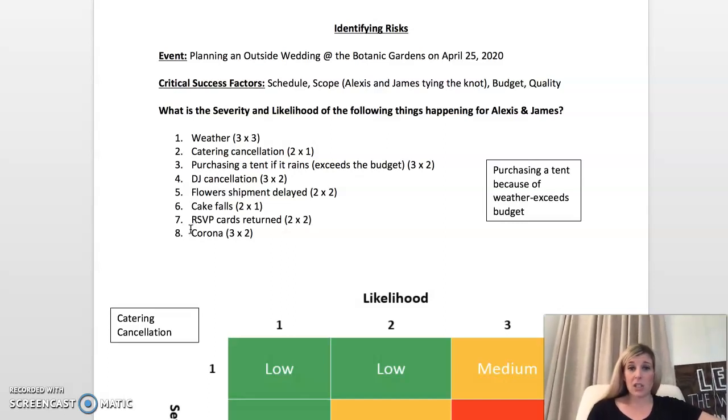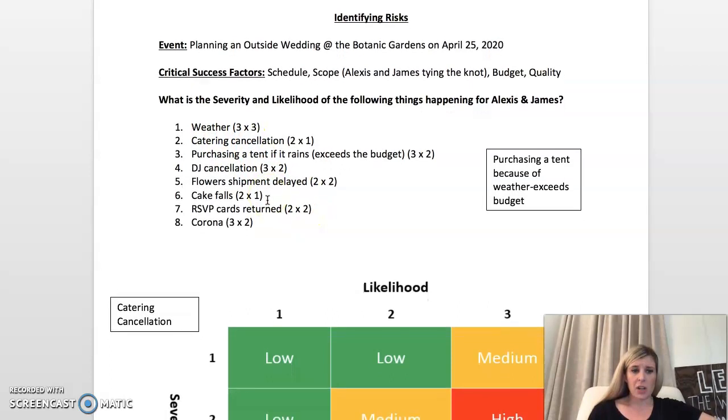But let's just pretend Alexis has been planning her big day for 10 months, and every down payment has already been paid, all of that good stuff. So she really wants to still go on with the event, even if it might not be the smartest thing to do.